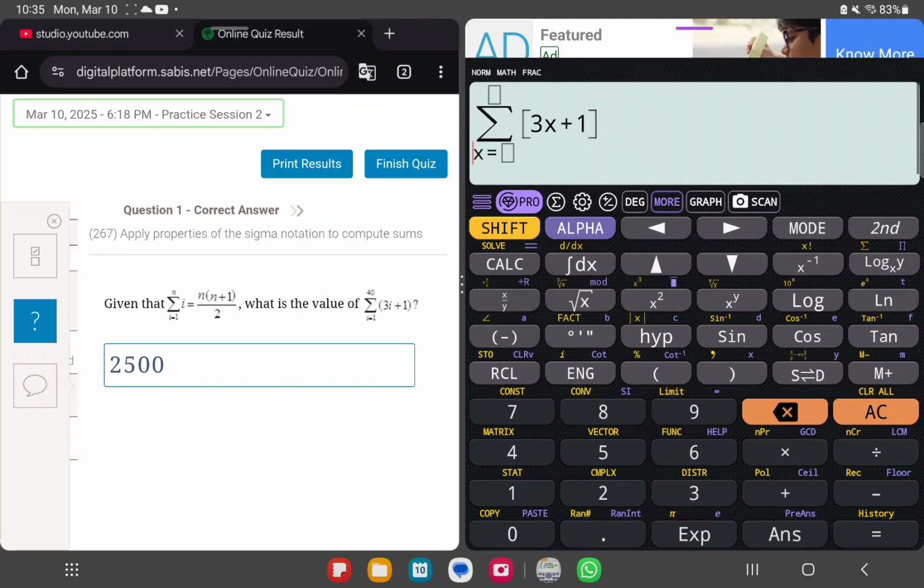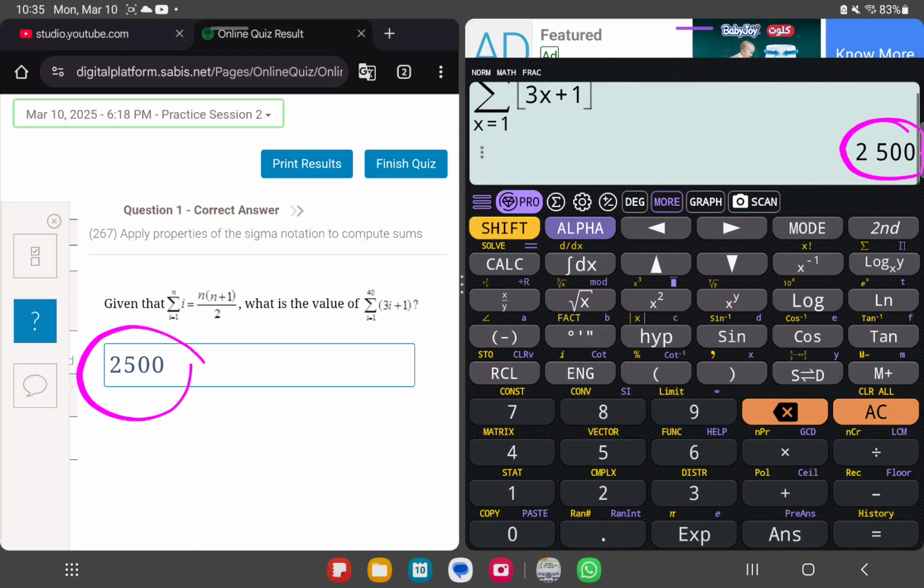Now we put 1 here because they tell you it's 1. And then up it's 40. Here we get 2500, and that's your answer.